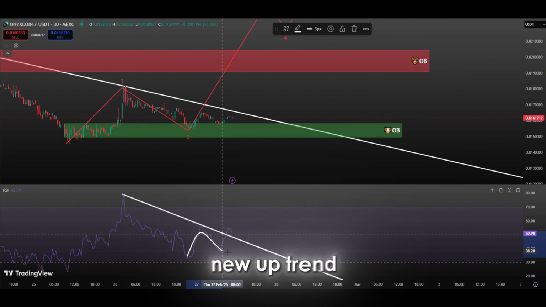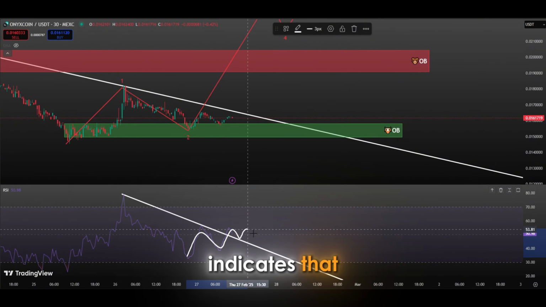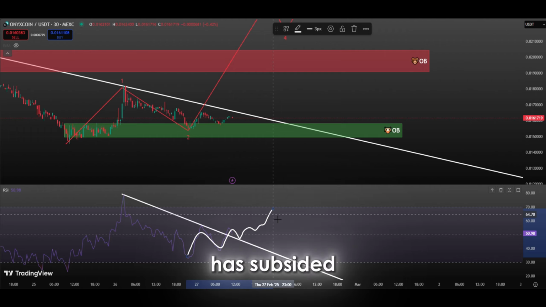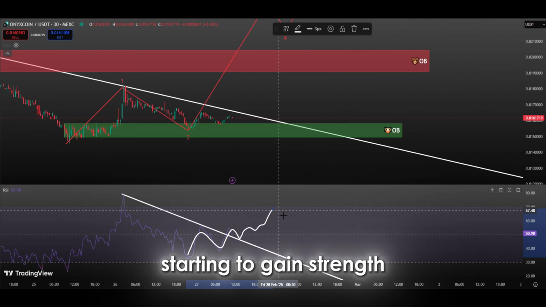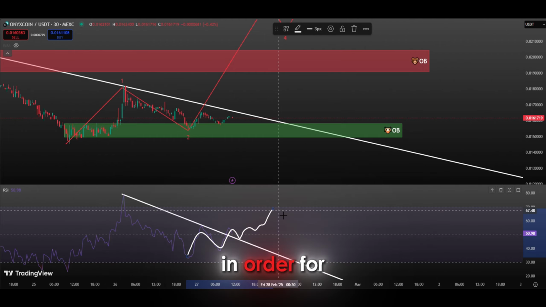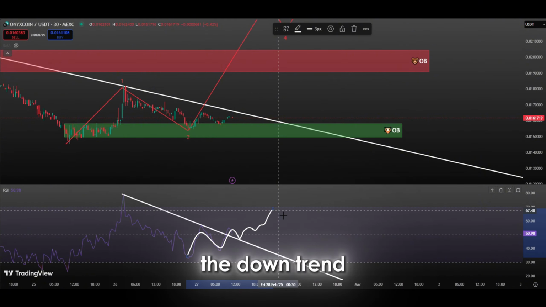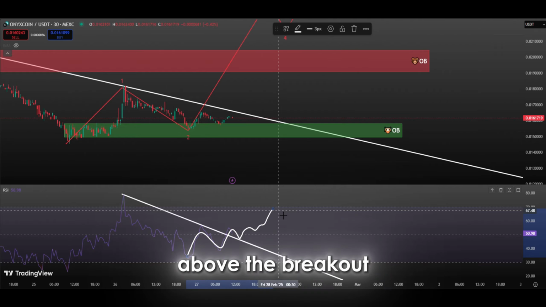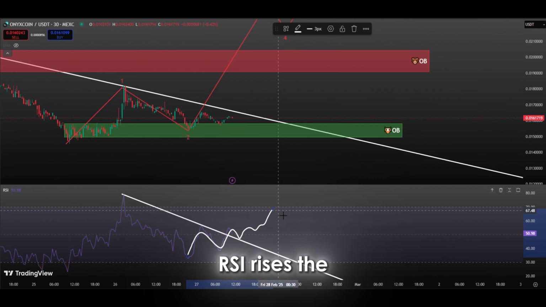a new uptrend. The RSI breaking the downtrend indicates that the selling pressure in the market has subsided and buyers are starting to gain strength. However, in order for this breakout to turn into a healthy uptrend, the RSI must not fall below the downtrend line again and must hold above the breakout. And when the RSI rises, the price rises with it.